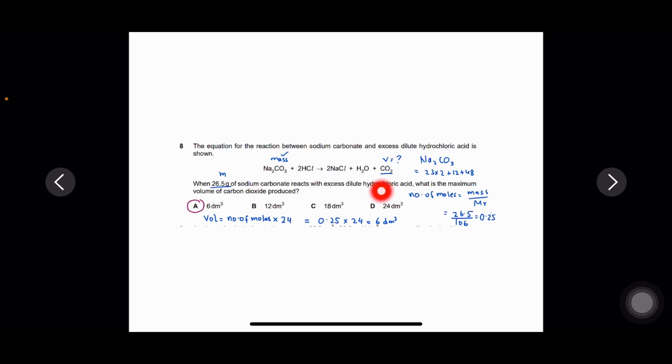The formula of volume is number of moles times 24 cubic decimeters, which is the molar volume at RTP. Number of moles are the same, so multiply 0.25 times 24, you will get 6 cubic decimeters. That's the right answer.